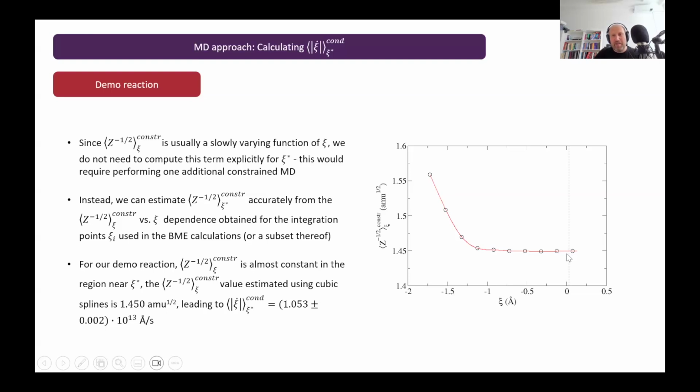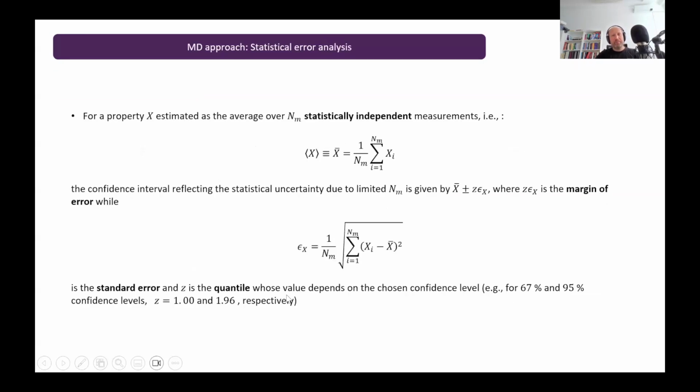Obviously, unfortunately, it doesn't coincide with any of our integration points, but fortunately, as you can see, this function is a smooth, slowly varying function of psi. So we can reasonably well estimate the value of the conditional average for the transition state just by interpolation. For that, we can use cubic splines, for instance. So this is what I did, and this is the numerical value that I obtained, and plugging it into the formula for average energy, I obtained this result.